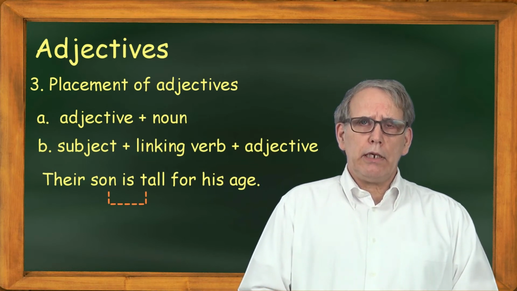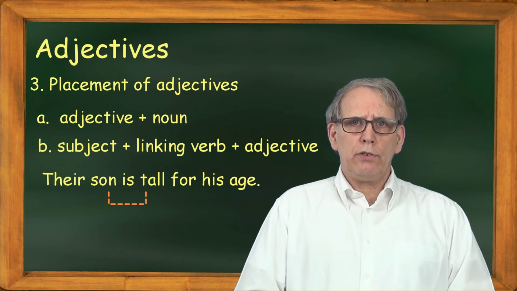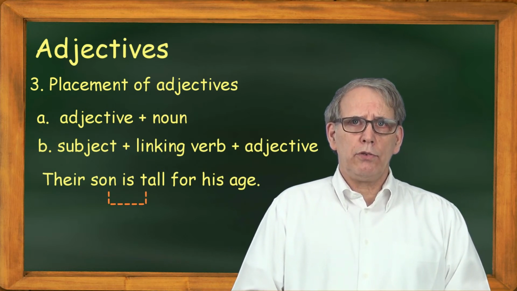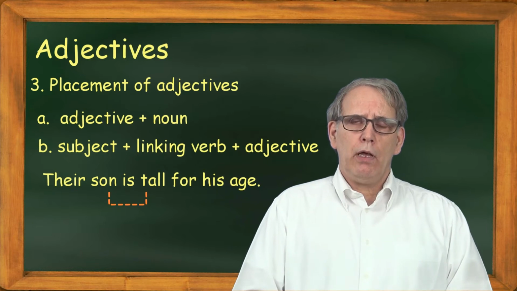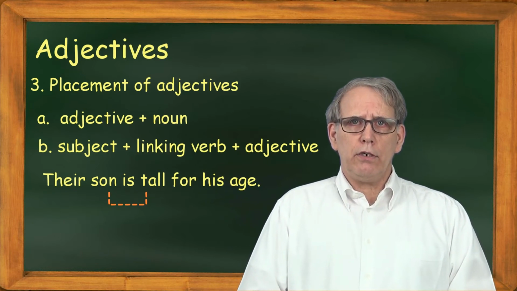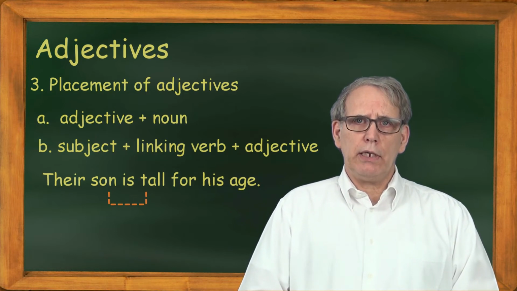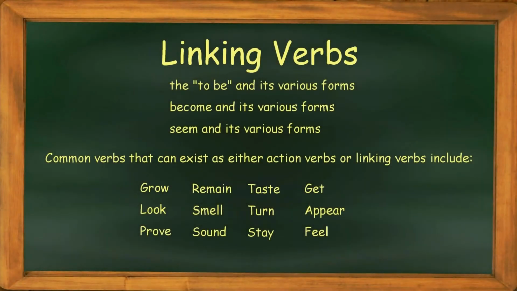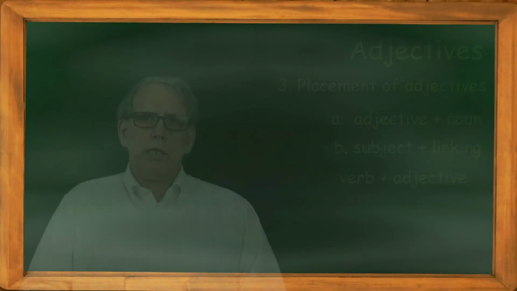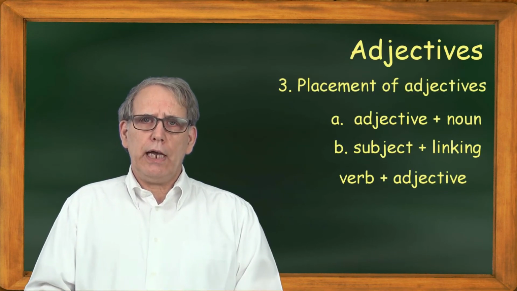The most common linking verb is the to be verb and its various forms: is, are, am, was, were, and will be. Other linking verbs include look, feel, and seem. Here's a list of the linking verbs in English. Linking verbs are called linking verbs because they link the subject to the adjective.